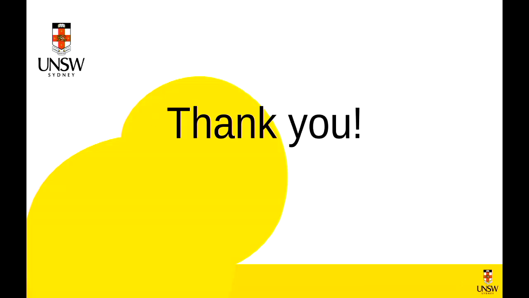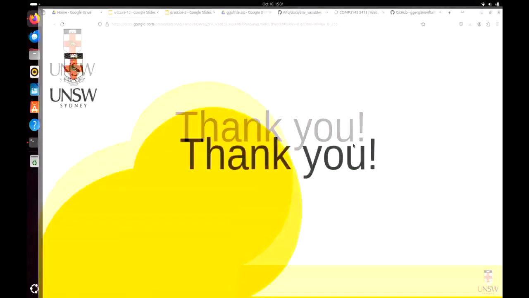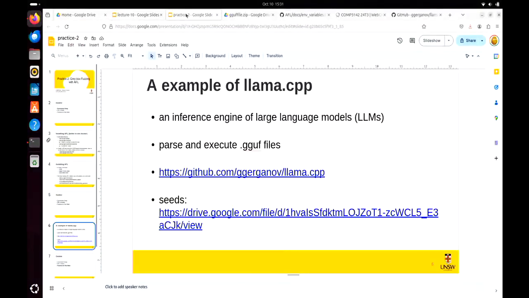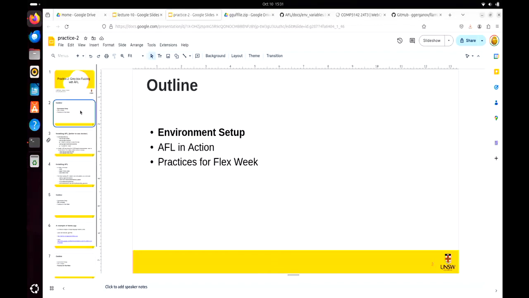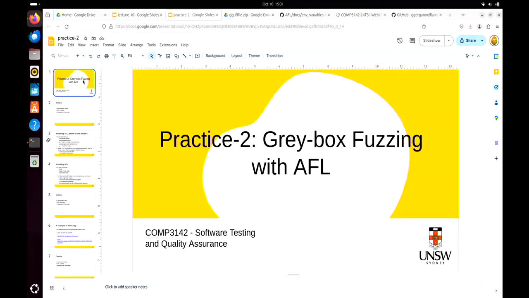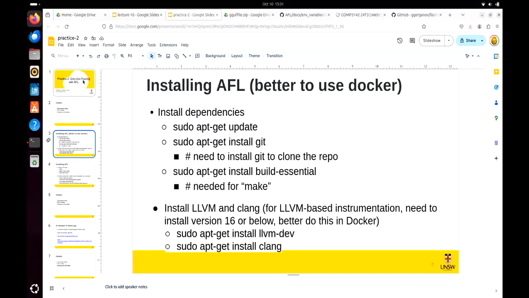And we do have a practice session for today's lecture. And here is the practice. The practice is to actually do gray box fuzzing with AFL to see how it works in action. In order to use AFL, you have to install it. And it's better to use Docker here because of the LLVM version issue. It's better to use some older versions of Linux.